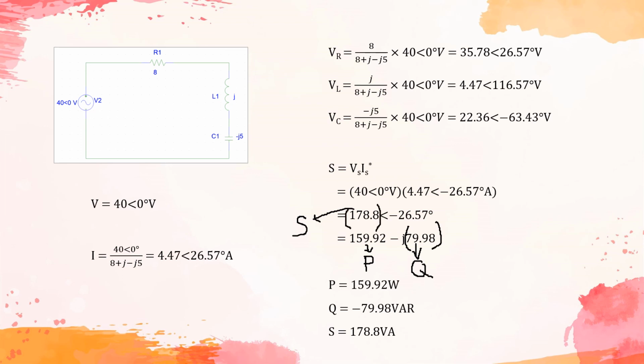So now you see we will have real power equal to 159.92 watt. Okay, and then we will have reactive power Q equal to negative 79.98 volt-ampere reactive, VAR. And then S, which is our apparent power, will be 178.8 volt-ampere.